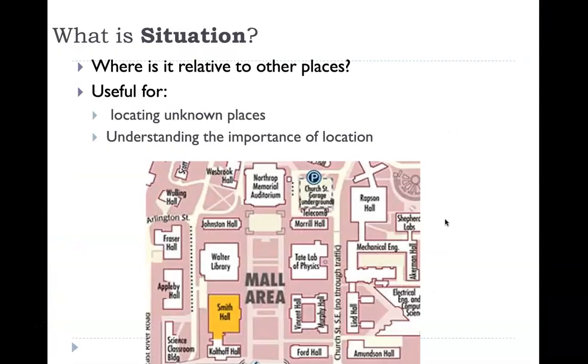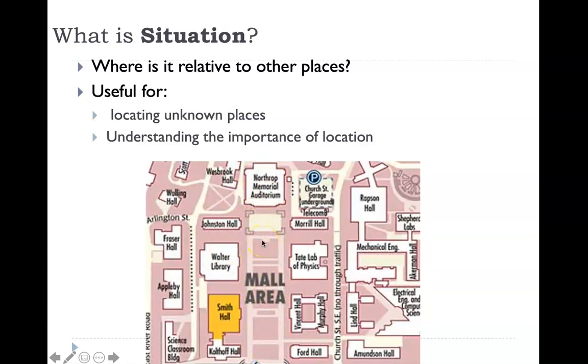All right, our third and final way of describing place is through situation, right? Which is also known as relative location. So where is it relative to others? This is good for two things. One is describing how to get to a place. So if you're trying to get to the Tate Lab of Physics and you don't know where it is, but you talk to somebody and they say, oh, it's right in the mall area, and you know where the mall is, you're golden, right? Or you know it's near Smith Hall, if somebody tells you that. Then you can get there, right? That's only good if you know what's going on in this area.